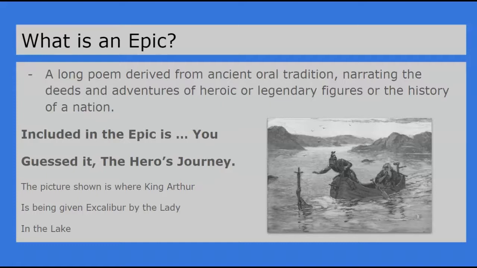And the picture here on our right is where King Arthur is being given Excalibur by the Lady of the Lake. And this, of course, is from the King Arthur stories.